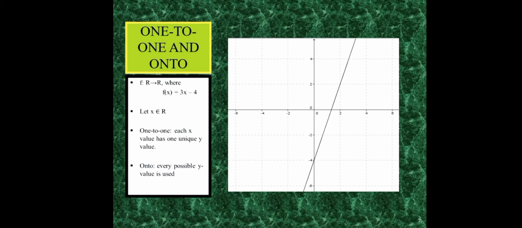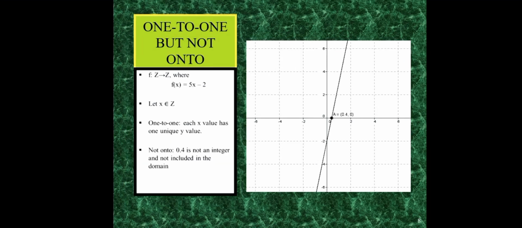For an algebraic expression, one-to-one and onto function, function 3x minus 4 is an example of one-to-one and onto because each x value has one unique y value, and onto because every possible y value is used. Function 5x minus 2 is one-to-one but not onto because each x value has one unique y value, and not onto because 0.4 is not an integer and not included in the domain.